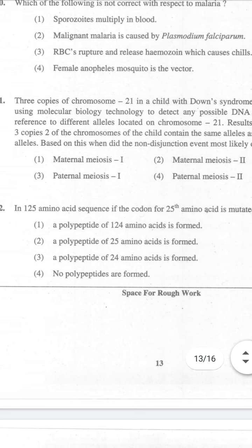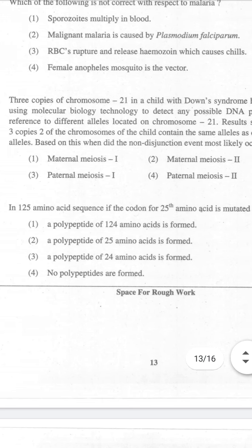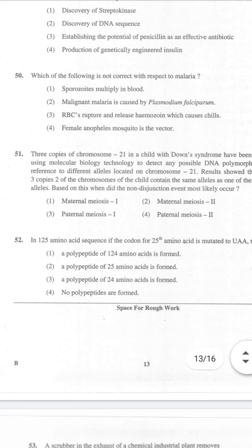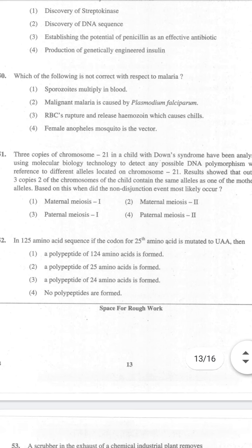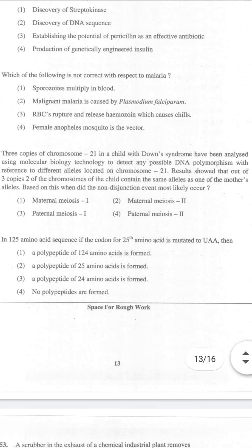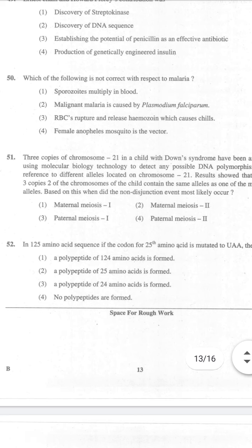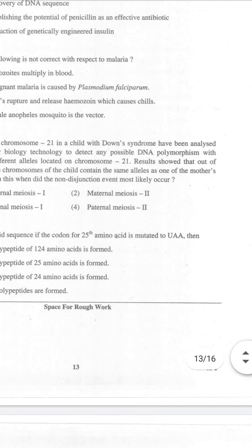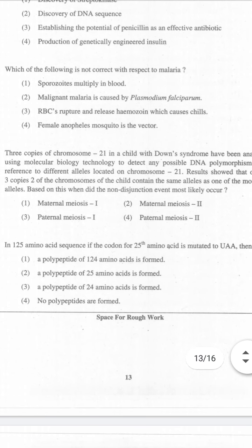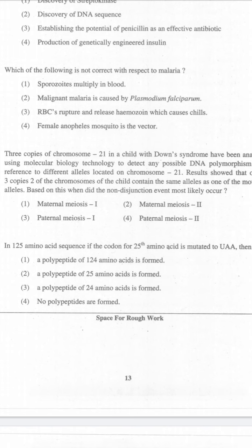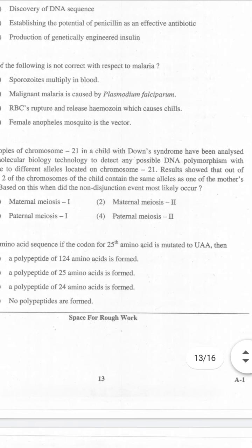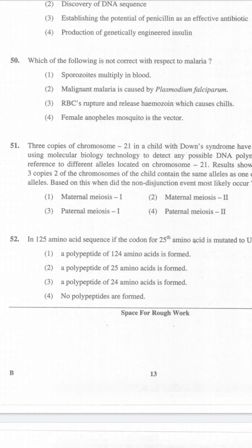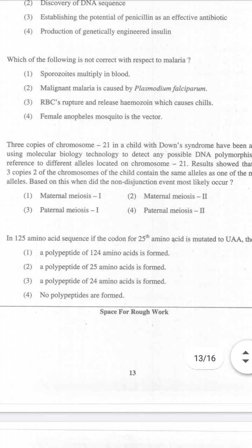Three copies of chromosome 21 in a child with Down syndrome have been analyzed using molecular biology technology to detect the possible DNA polymorphism with reference to different alleles located at chromosome 21. Results showed that out of 3 copies, 2 of the chromosomes of the child contain the same alleles as one of the mother's alleles. Based on this, when did the non-disjunction event most likely occur?